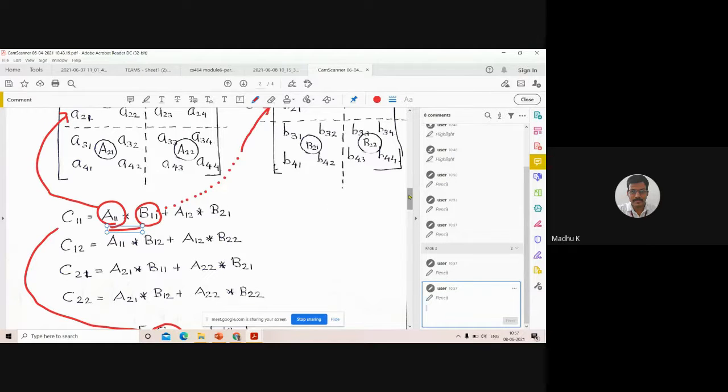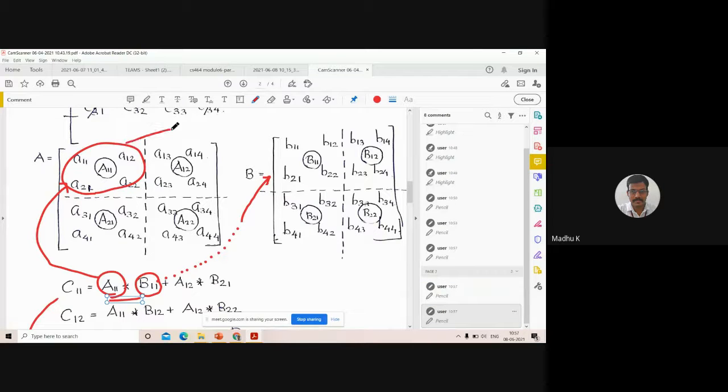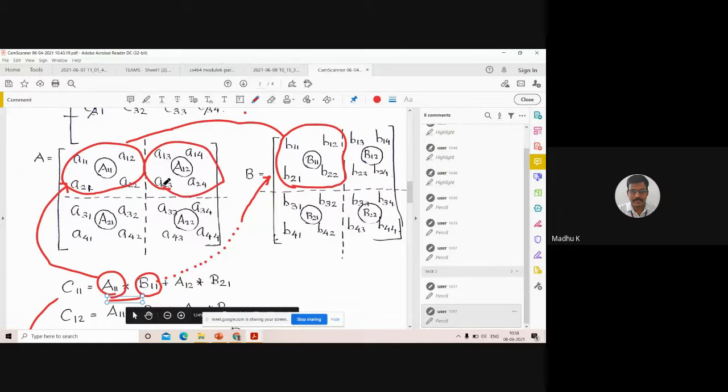next what we want to do, A12. So this matrix is multiplied with this matrix, plus A12 into B21. That is, this submatrix should be multiplied with this matrix. That is A12 into B21.